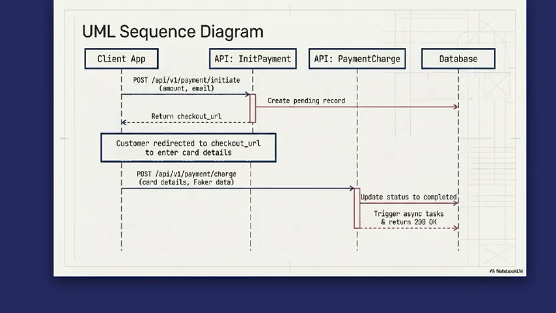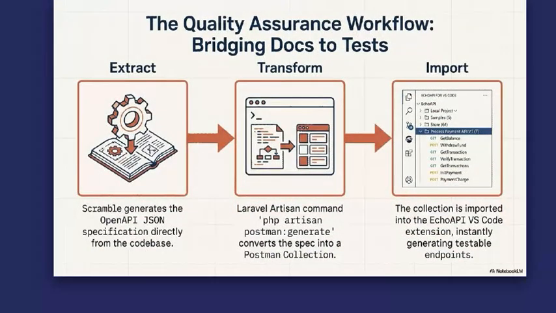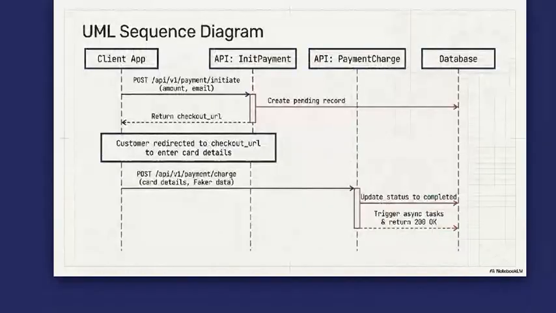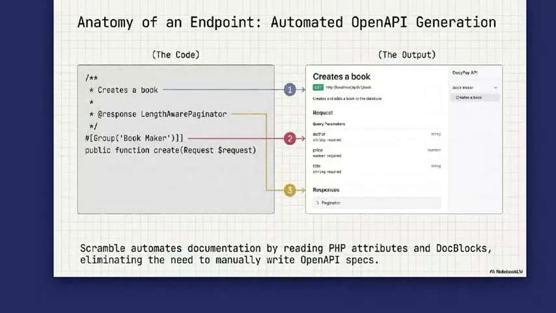Well, the blueprint solves this with automated OpenAPI generation using a tool called Scramble. The slide shows how PHP attributes and doc blocks, which are literally just comments written directly above the function in the code, are parsed to instantly generate the OpenAPI JSON spec. And the mechanism behind this is abstract syntax tree, or AST, parsing. What's fascinating here is that Scramble doesn't just read the text of the code. It fundamentally understands the structure of the Laravel application.